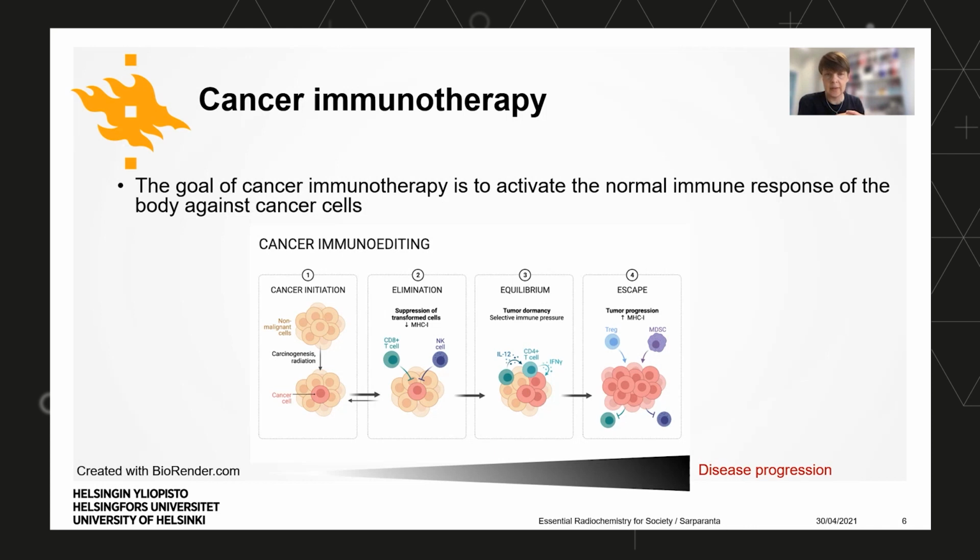So what we want to achieve by immunotherapy is to reverse this. If you think that phases 1 and 2 are what normally occur in the body, we want to bring the body of the cancer patient back to those stages from the stages 3 and 4 here.